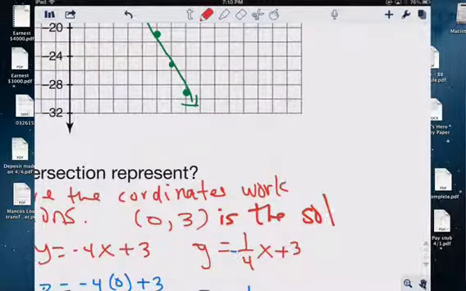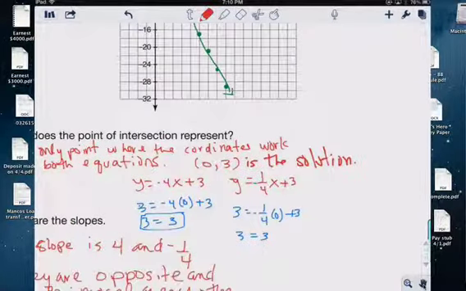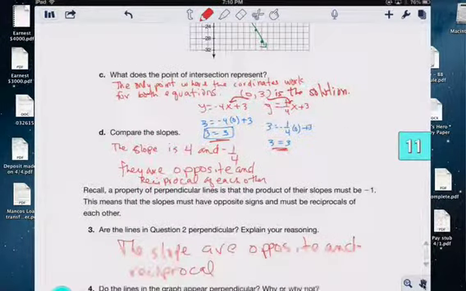Okay, now I'm going to have you explain why on your test. Why is it called a solution? Show the work for it, because it's the only ordered pair that works for both, that gives the exact same, 3 equals 3. Okay, that works.